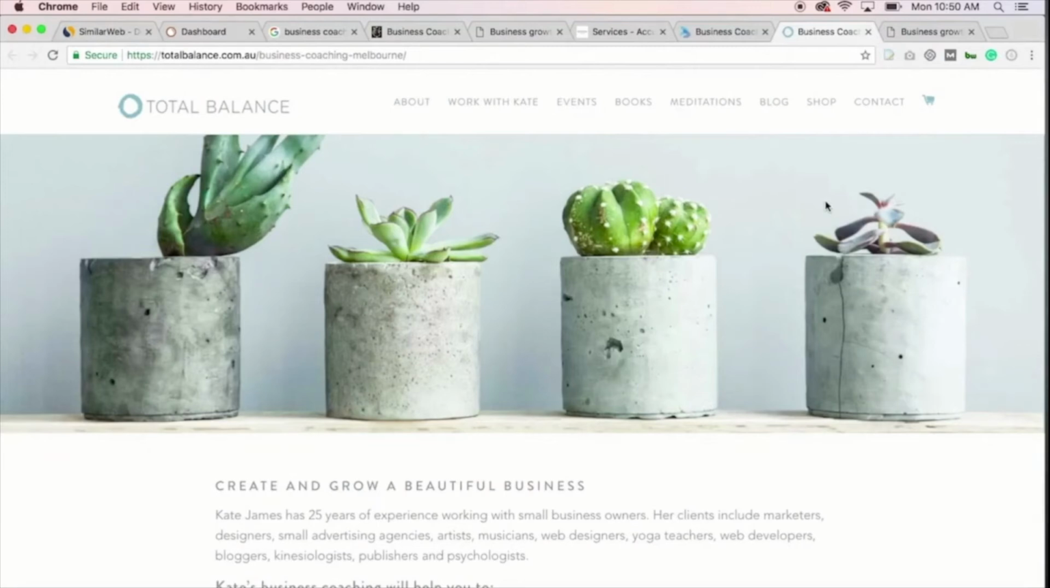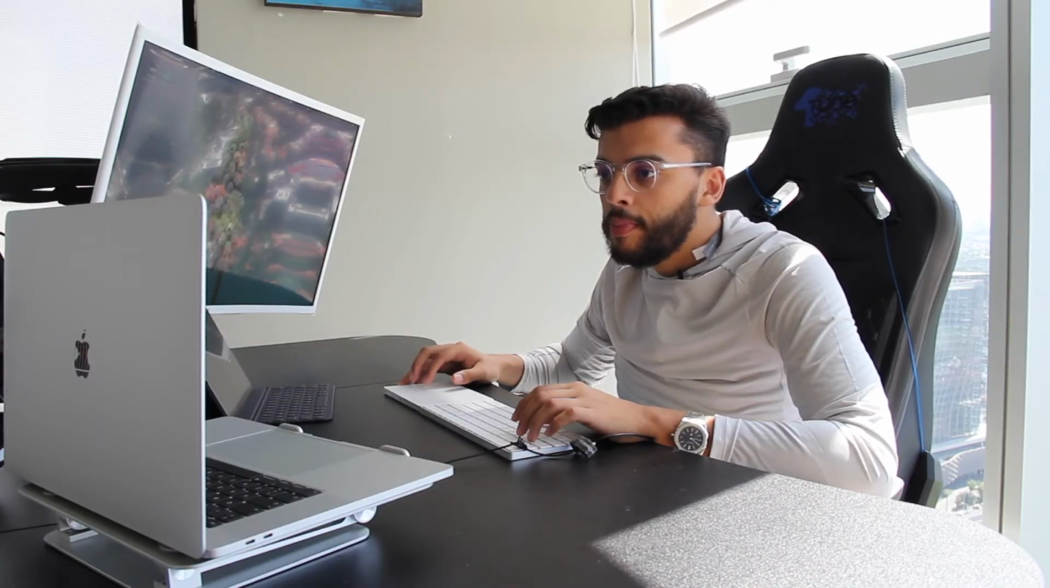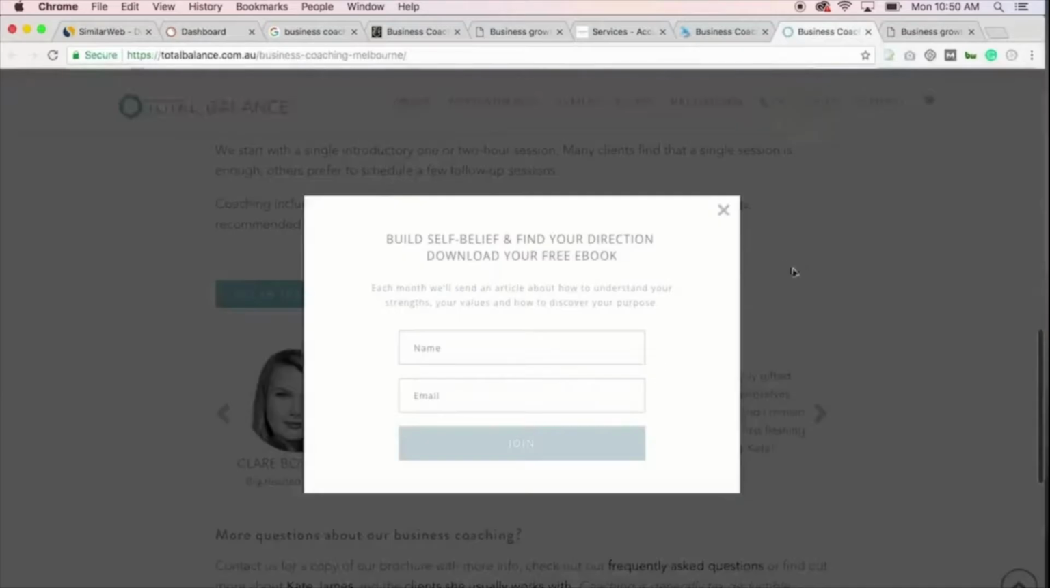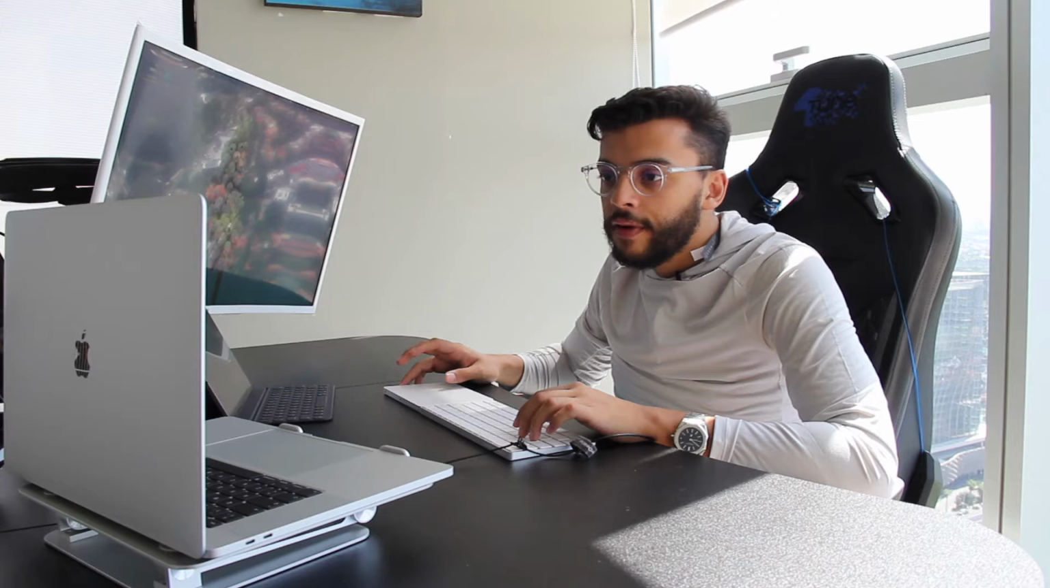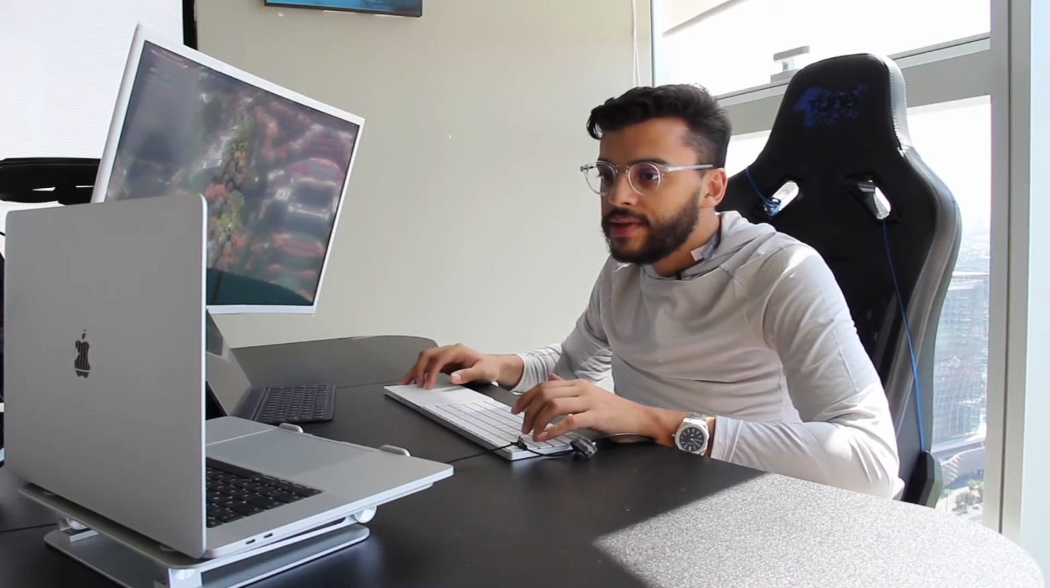Total Balance. I arrived on this and I have some pictures of some cactus. Again, this is not really clear on how I would benefit from using this website. There's no resemblance of an offer other than build self-belief and find your direction. Download your free ebook. Again, very wishy-washy. I'm not really seeing a tangible result or desired outcome or state that I would achieve by even doing these following steps. However, another guess, it's good just to take a read and see what's going on.